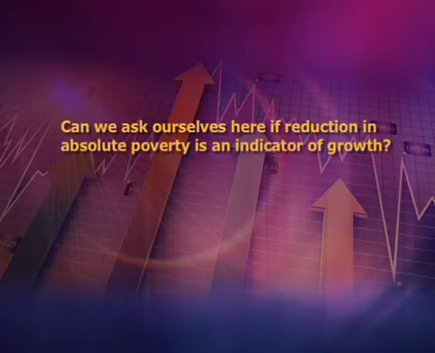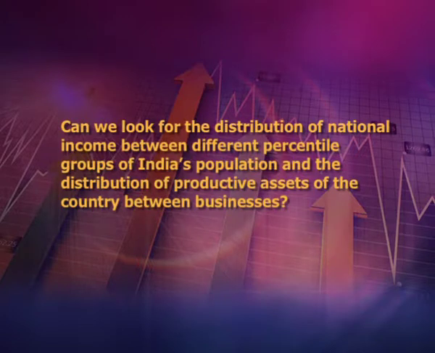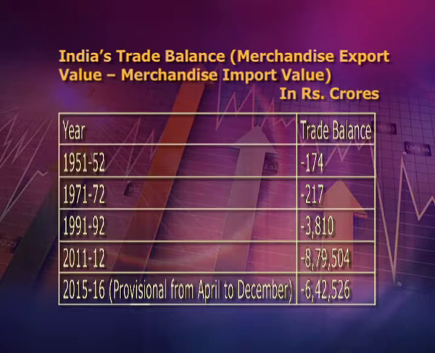Can we ask ourselves here if reduction in absolute poverty is an indicator of growth? Can we look for the distribution of national income between different percentile groups of India's population and the distribution of productive assets of the country between businesses? Now, let us look at the external sector. In the table, we see India's trade balance.